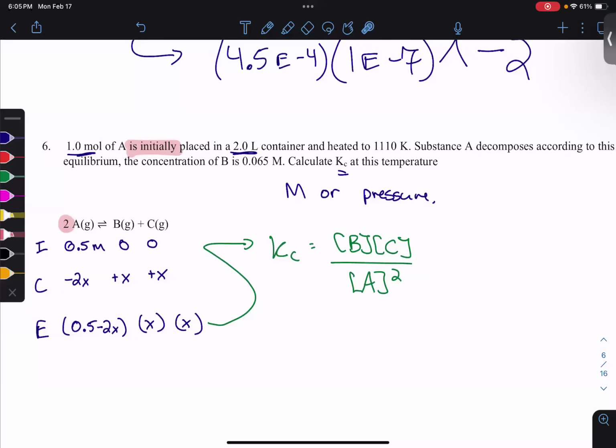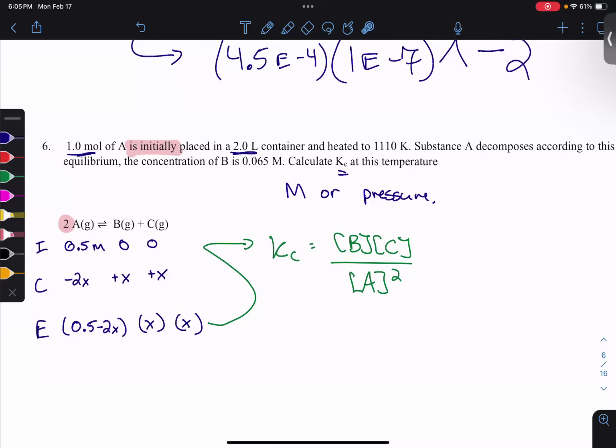So the second follow-up question to, when do I have to use an ice table, when do I not, is, when do I make an approximation, when do I not? This is an example where you do not make an approximation. Yeah, so the person up here on the chat says, aren't we told that B is equal to 0.065?